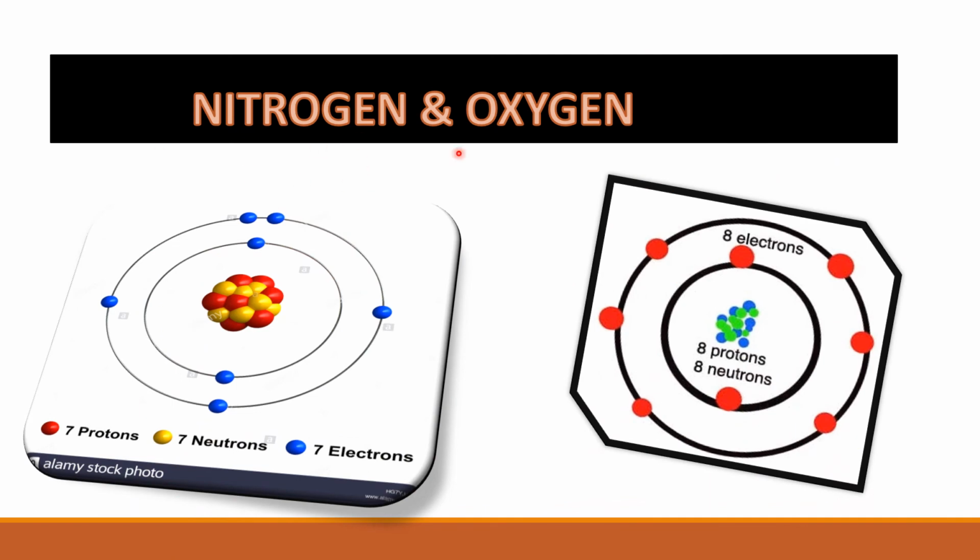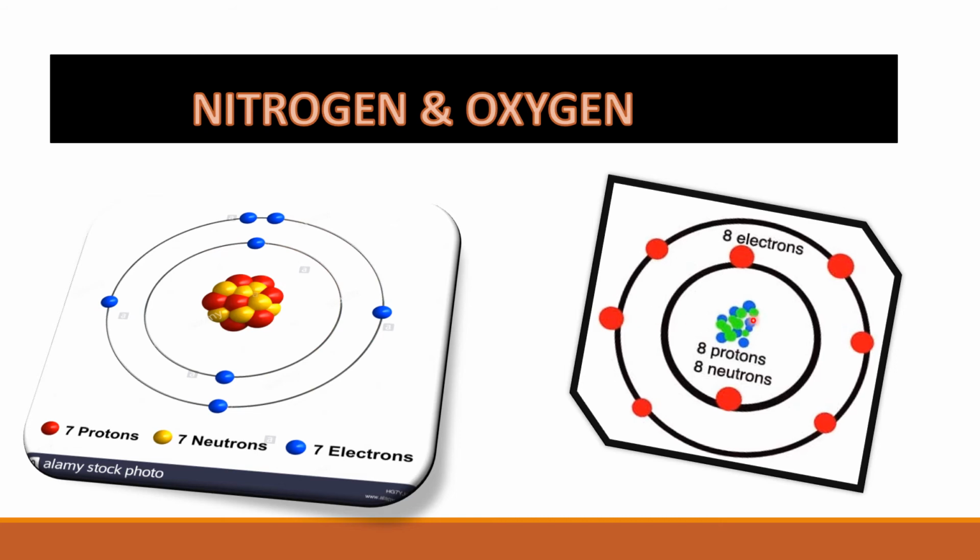Now, the next one is nitrogen and oxygen. So this is nitrogen atomic structure, 7 protons, 1, 2, 3, 4, 5, 6, 7. 7 neutrons, 1, 2, 3, 4, 5, 6, 7 and 7 electrons are present, 1, 2 and in the second orbit 1, 2, 3, 4, 5, total 7 electrons.